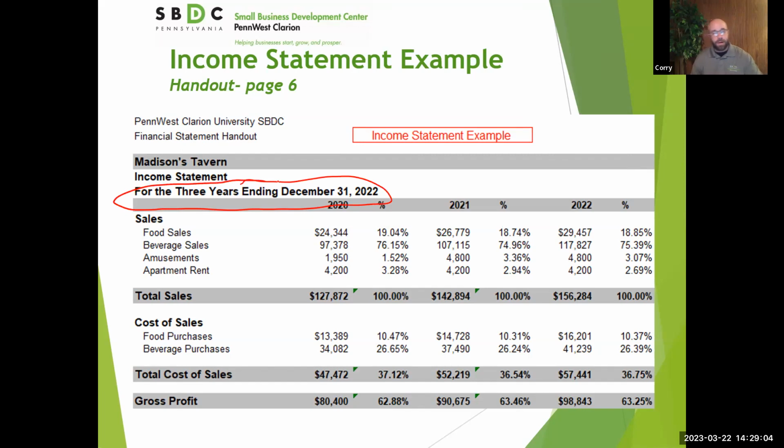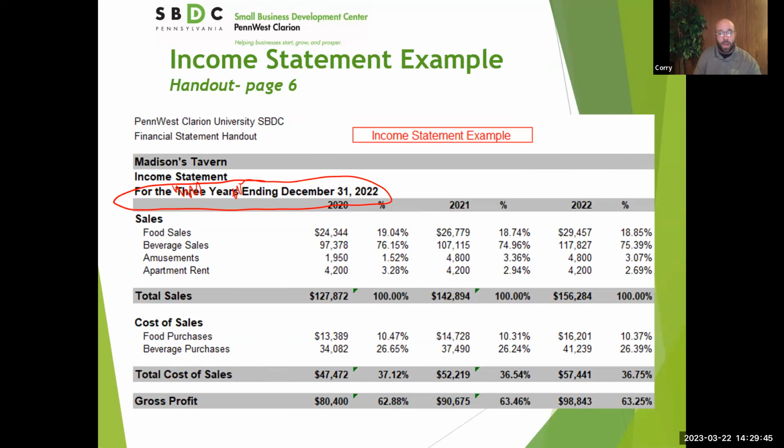It's for the years ending. Now, this is for the 3 years ending. If you're only doing a 1-year income statement, then it would just say for the year ending December 31st, 2022. And below that, then you see your sales all added together, all the different categories for your sales, minus your cost of goods sold. Again, this is an income statement, extremely similar to what the SBDC at Penn West Clarion would assist you with, helping you come up with these numbers if you want to do maybe projections. Okay, and that's more or less what this is.